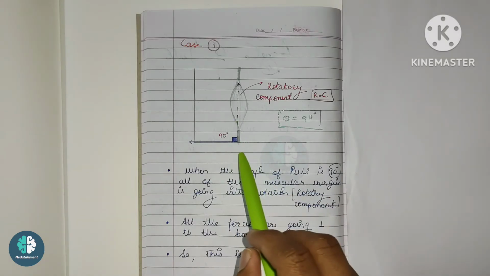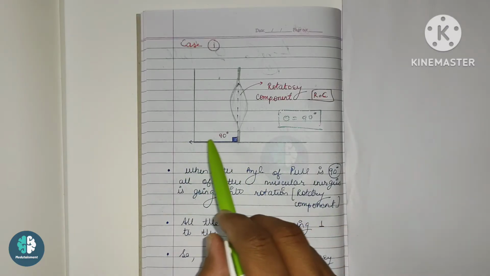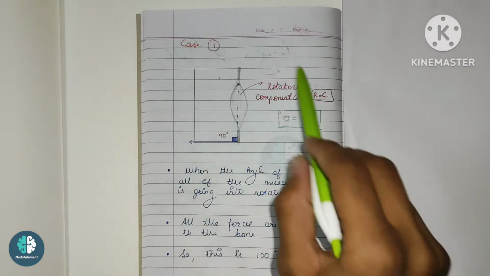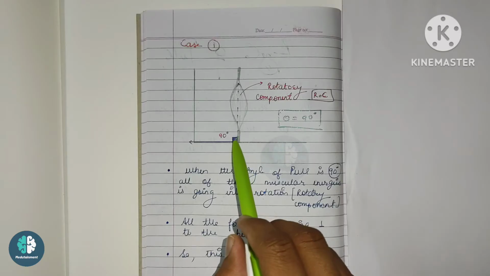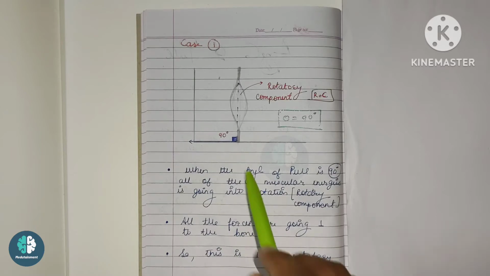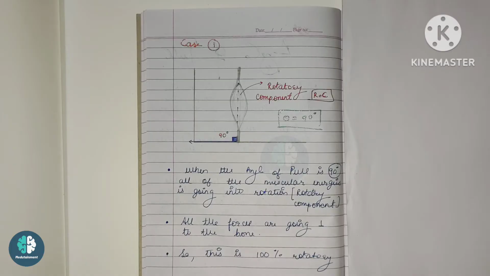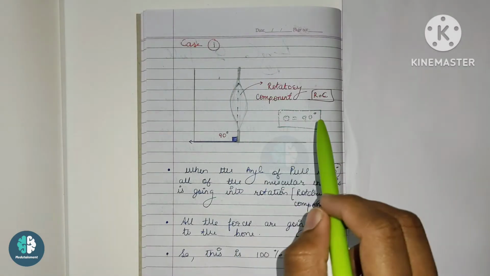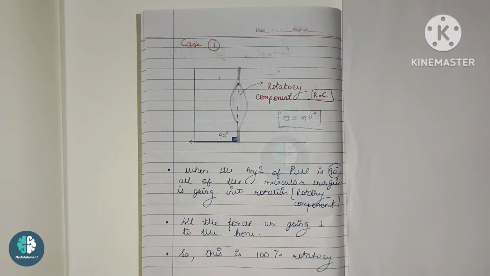There are various components here. One is the rotatory component and it is always drawn perpendicular to the longitudinal axis of the bone. So the rotatory component is this, which is always drawn at 90 degrees to it. Here the muscle is also getting inserted at 90 degrees, so the efficiency is very high. All the forces are going perpendicular to the bone, so we are getting a very high efficiency or high muscular energy. And in this case we get 100% rotatory component at theta 90. So this is the very first case of the angle of pull.